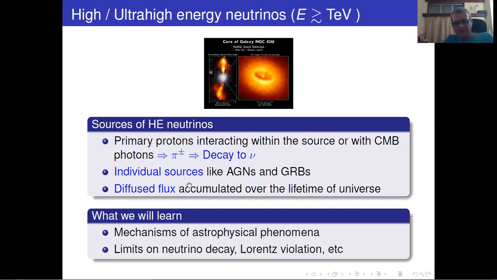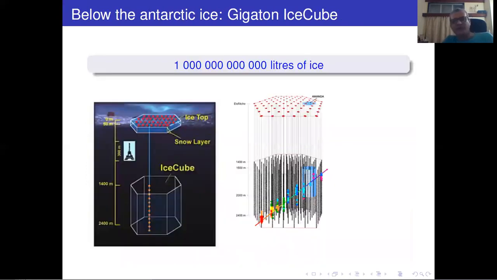Once you observe them in sufficiently large numbers, we can understand mechanisms of astrophysical phenomena. And we can also put limits on various new physics parameters like Lorentz violation, neutrino decay, etc. Some of the examples you will see very soon. But for this, we need special detectors. And most of you perhaps have heard of IceCube. I'll describe that very shortly, so that all of us are together.